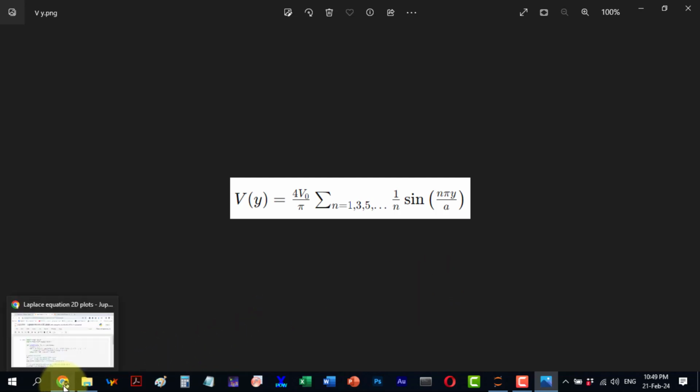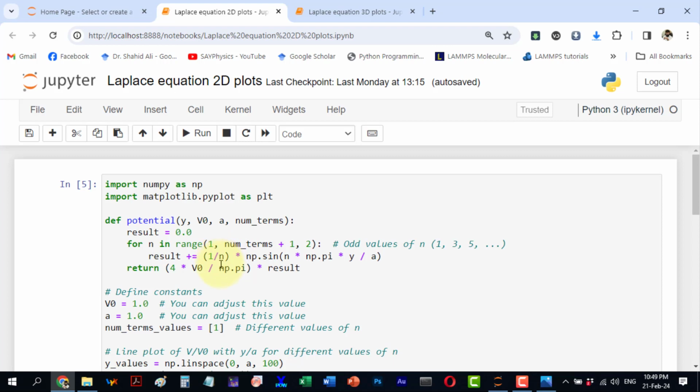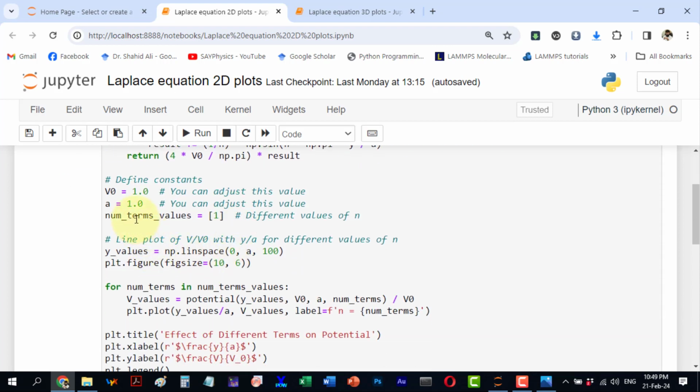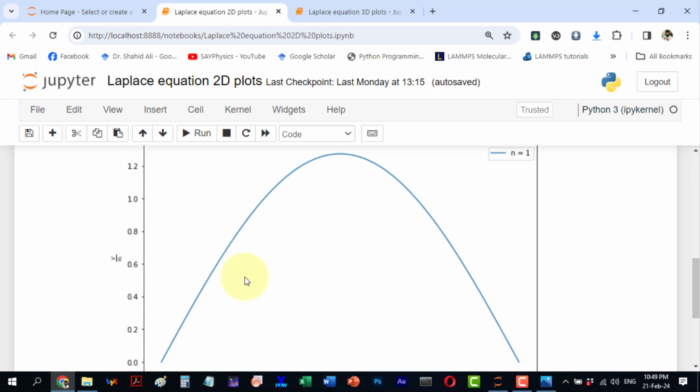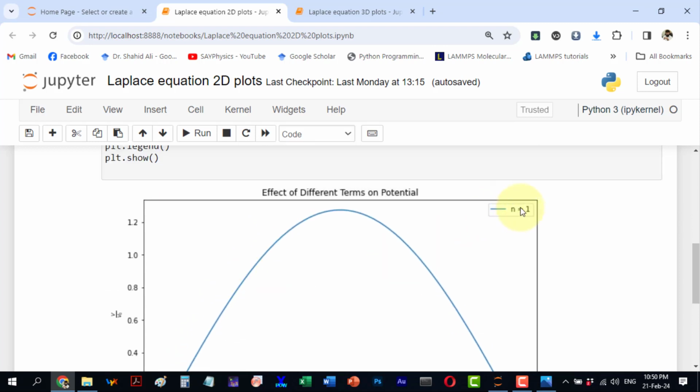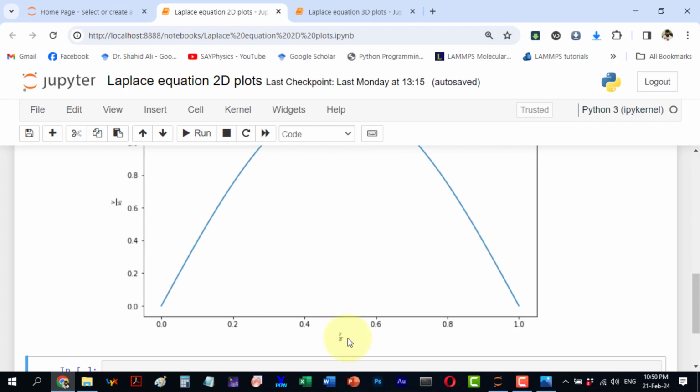So here let's discuss the code. This is basically that equation that I have, and I am running a loop on this one in order to have the different y over a values, and here I will have to put the number of terms. When the number of terms is 1, we have the plot between the normalized potential V over V naught and the normalized y over a, and the rest is just a loop for the n terms, and then some plot specifications, that what kind of plot it will be. For the first term we have the plot like this. When the number of terms equals 1, we have the plot of V over V naught and y over a like this one.